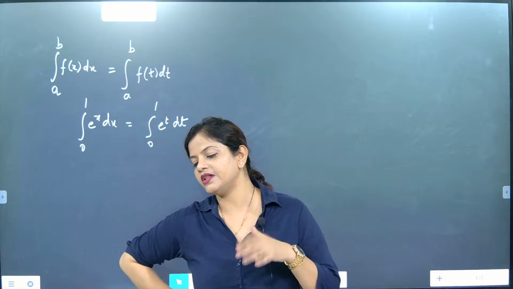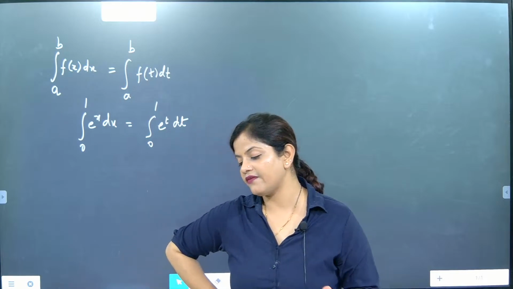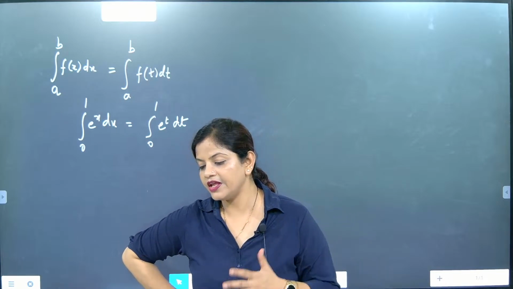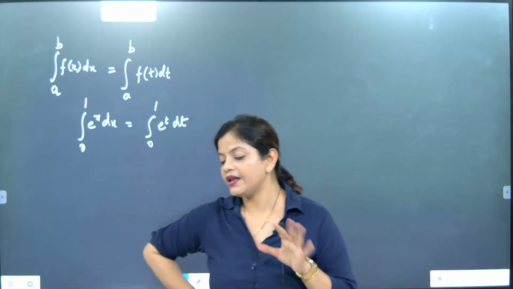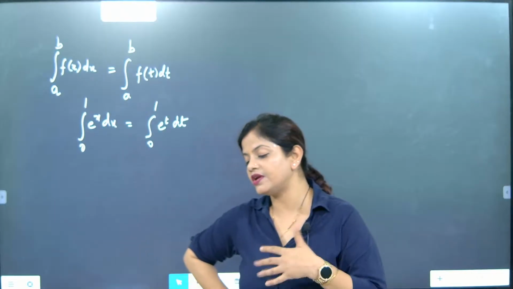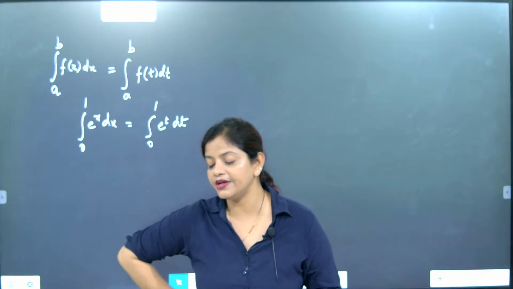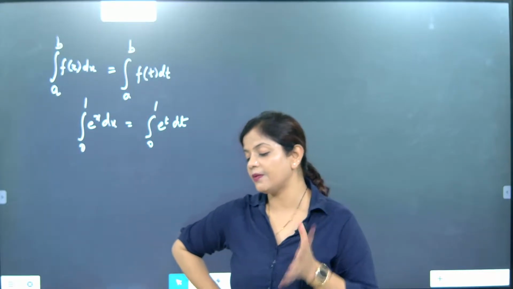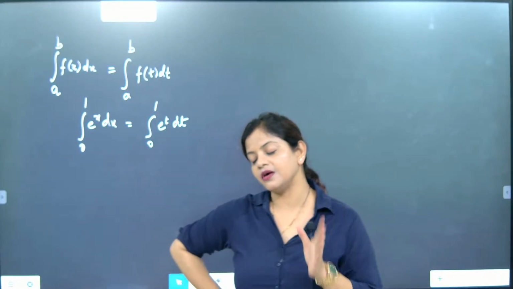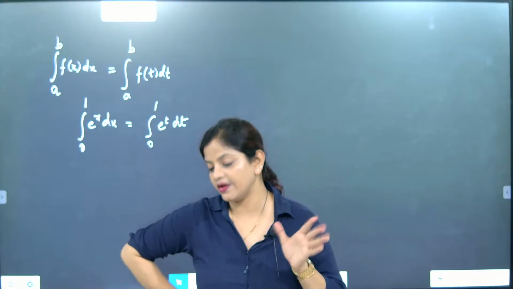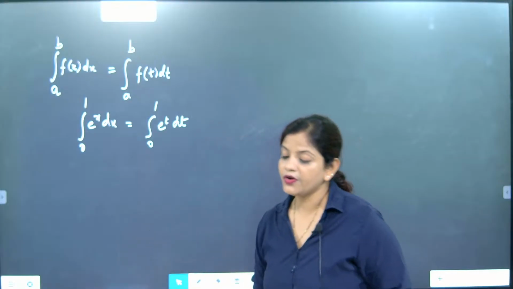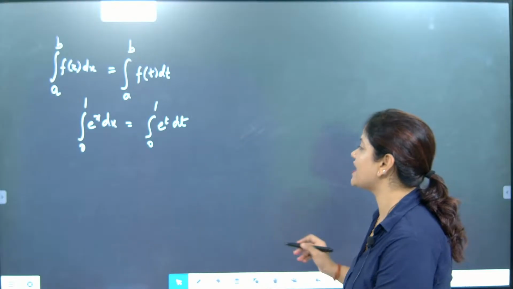Independent of variable means if you write x or t, the answer will not change. If the function is the same, and the lower limit and upper limit are the same, the answer comes the same no matter which variable it is. Okay, that is the first one. Now order of integration, this is exactly the second one.